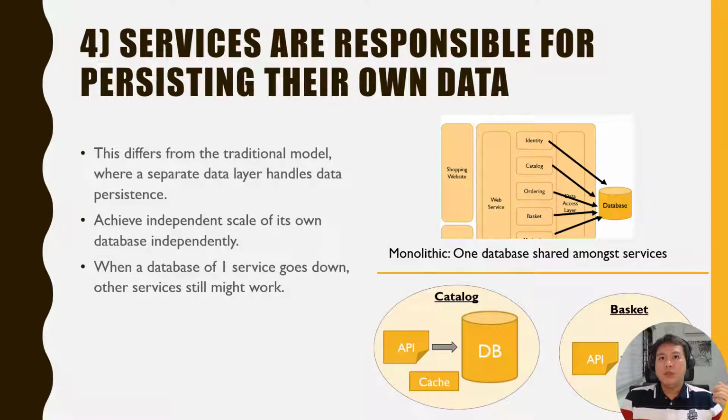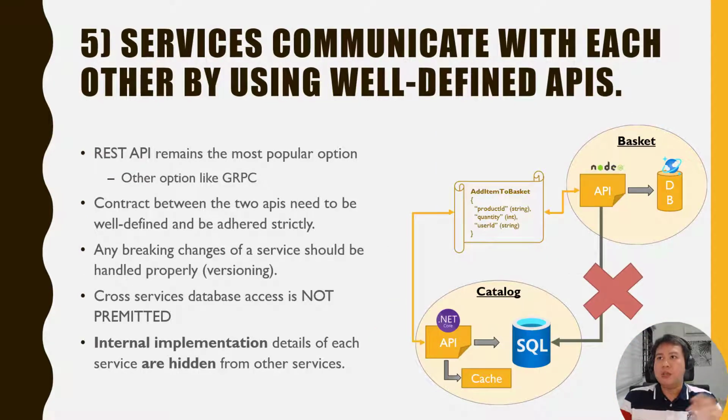Let's move on. The fifth characteristic of microservice architecture. The two services need to adhere to a contract before talking to each other, and a breaking change should be handled gracefully, right? And most of the time, they will talk to each other by leveraging REST APIs. Although we have seen some alternatives that are slightly getting more popular, like gRPC.